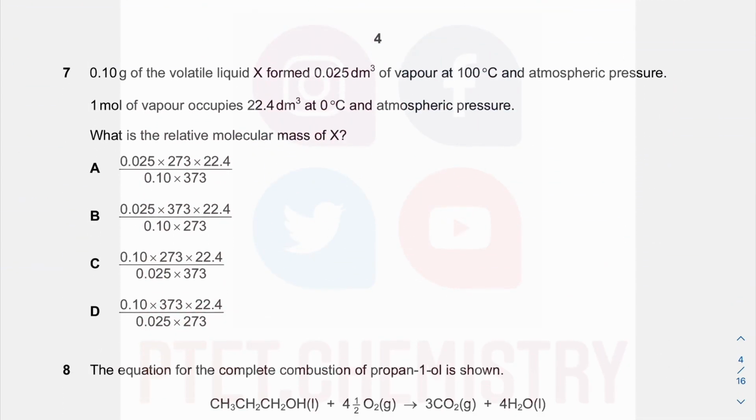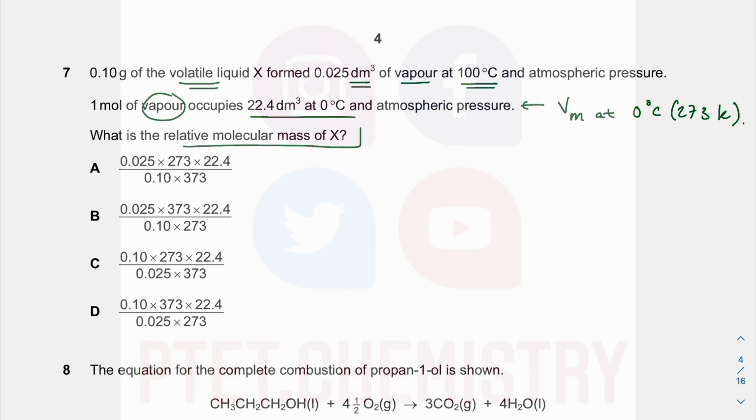7 is an ideal gas calculation question. So we have a volatile liquid. When it goes into the vapor state, at 0 degrees Celsius, that is the molar volume at 0 degrees Celsius, which is the same as 273 Kelvin. Alright, but then you form this much volume of the vapor at 100 degrees Celsius and atmospheric pressure. So your pressure is the same, your temperature is different, your volume is different. This is at 0 degrees Celsius, this is at 100 degrees Celsius. Your mass, this is for 1 mole, this is for 0.10 gram, and we want the relative molecular mass of X.